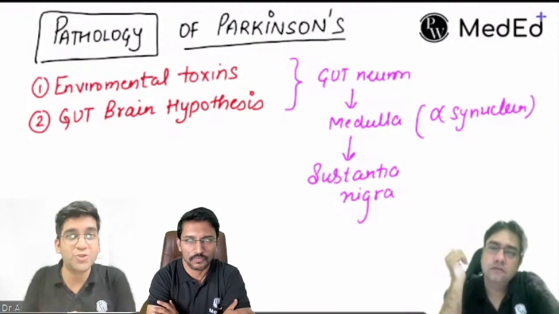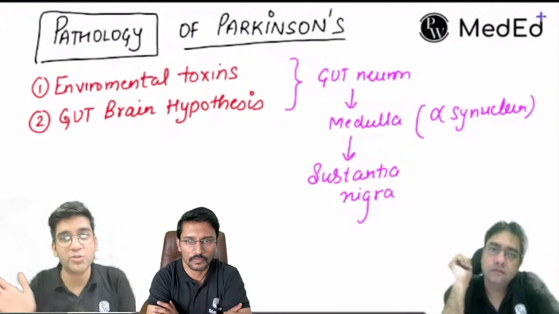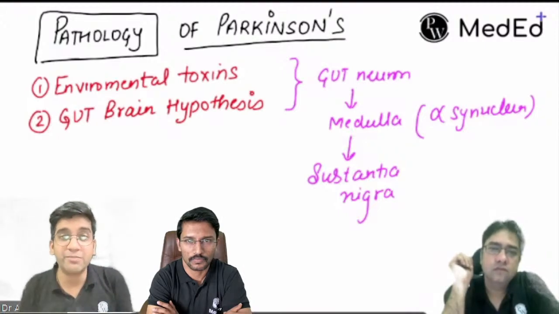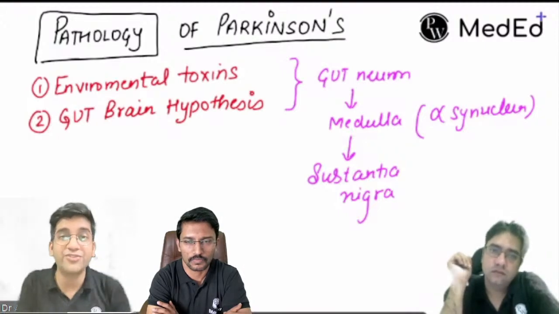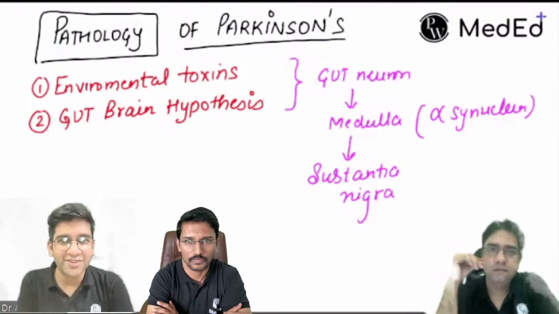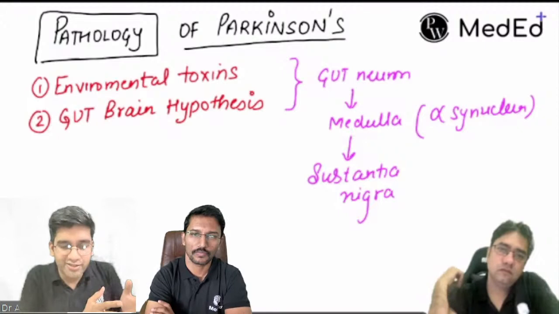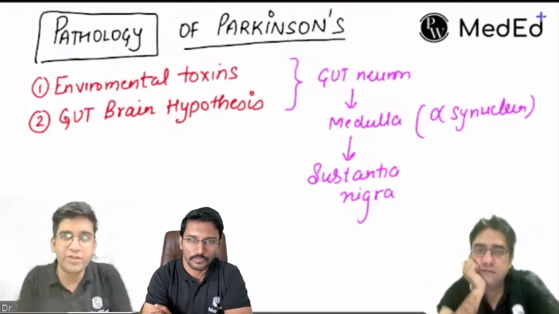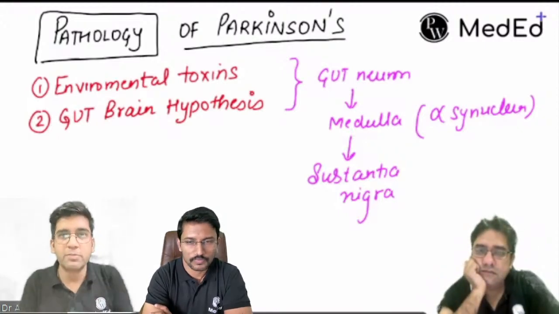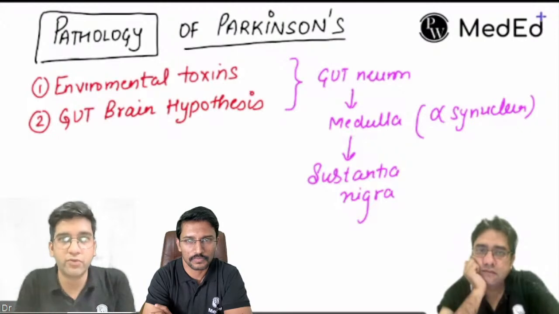If the neurons of the gut are not involved, there is no way alpha-synuclein can reach the brain and cause Parkinson's. That's how they were treating Parkinson's 150 years before, maybe before even Harrison's Textbook of Medicine came, right? So modern medicine is trying to change that, and hopefully it might change in future as well, because the gut-brain hypothesis is very important for the future development of Parkinson's, right?